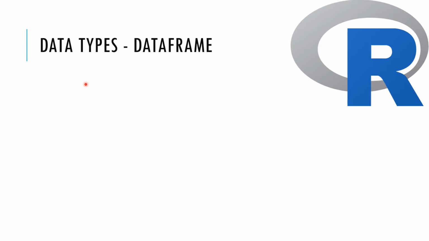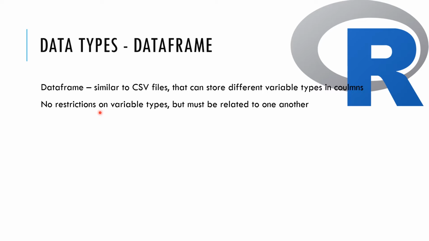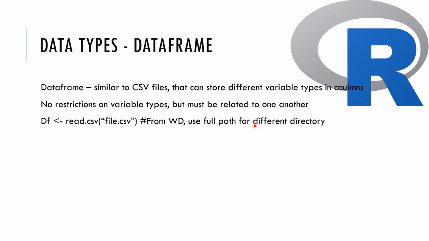So data frame. What is a data frame? Basically, a data frame is quite similar to CSV files, and these data frames store different variable types in columns. Now, although there is no restriction on the variable type, what it means is the first column in the data frame could be a character variable, the second column could be an integer or numeric variable, the third could be a logical variable, and so on and so forth. But all these variables have to be related to one another. That's a very important point here.